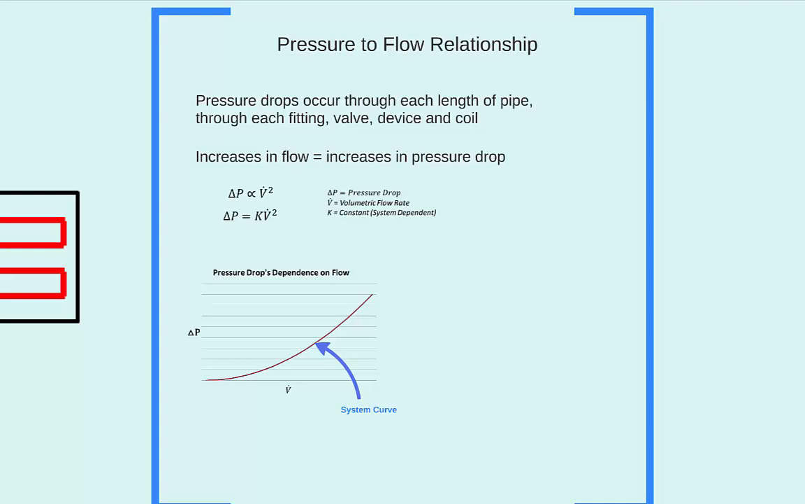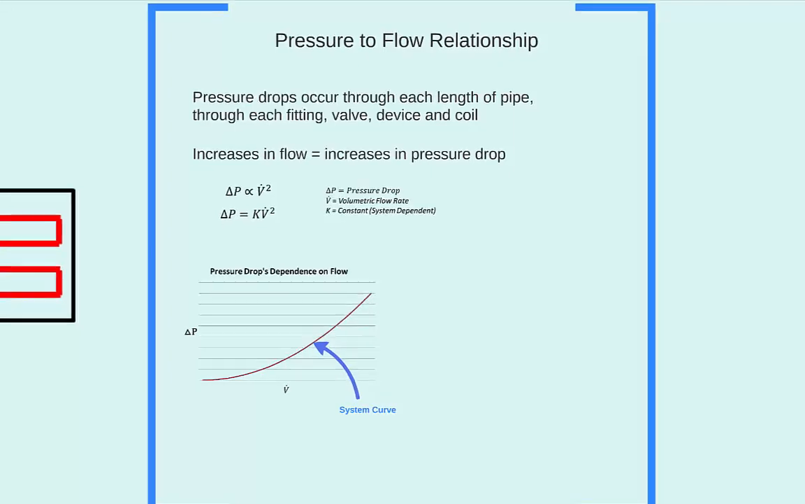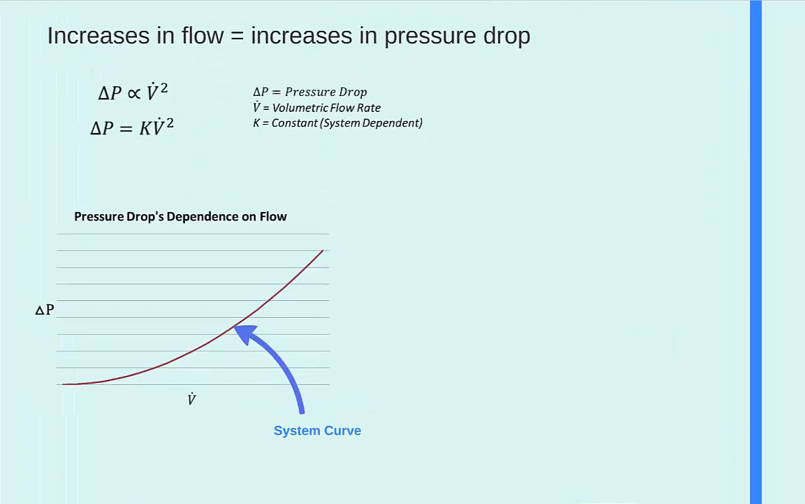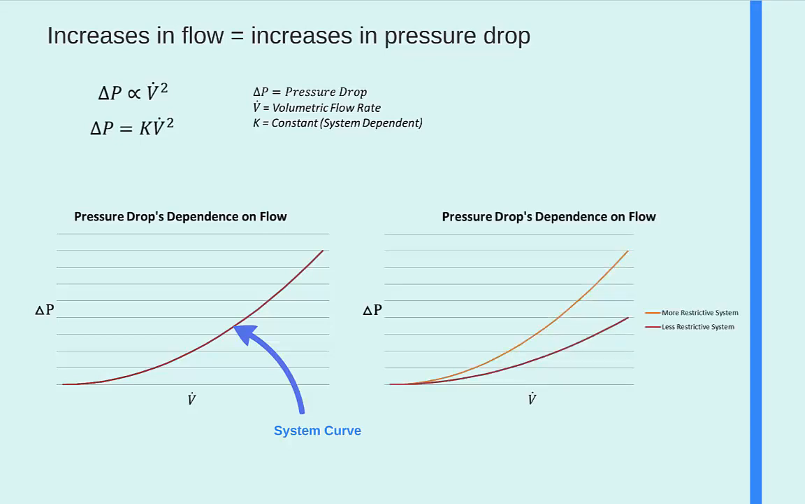Just think of trying to suck down a Coke through a coffee stirring straw versus trying to suck it down through a larger straw. You don't have to work so hard to drink it through the larger straw. Thus, a comparison of these two systems' pressure to flow relationship would look like this. The more restrictive system would be the one with the smaller pipes, and it subsequently has a larger K value.